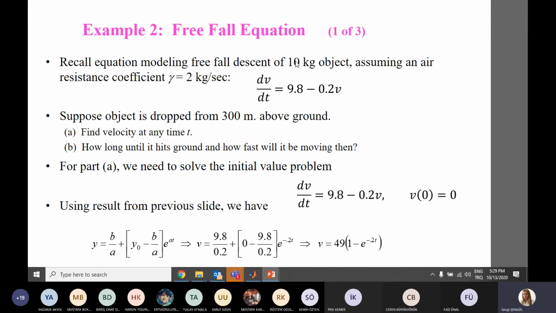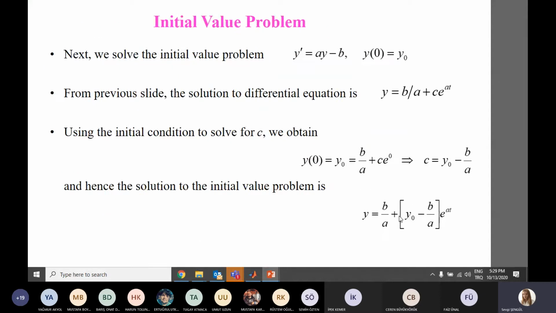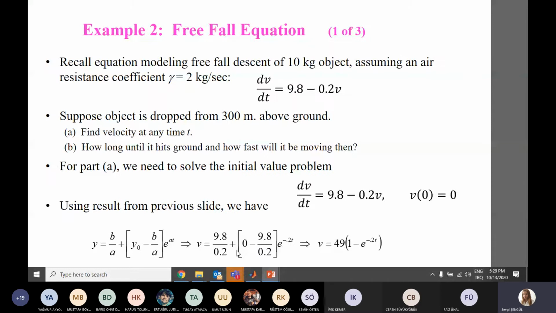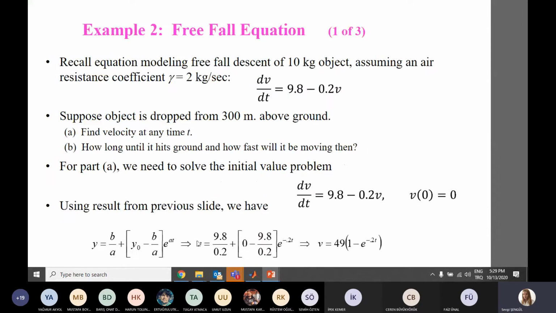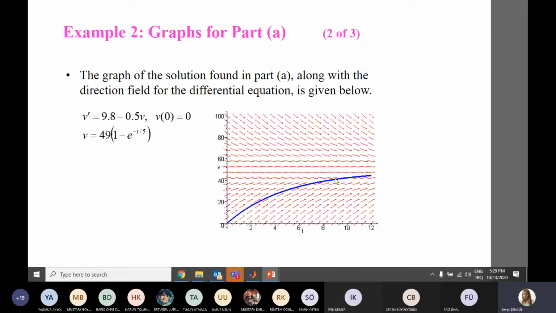And this is the free fall equation. In this one, let's just use the general form of the solution, and this is going to be the solution when the initial velocity is 0. At 0 it is 0. Okay, and this is going to be the solution of your differential equation. B is this constant, A is the coefficient. You just plug in here and you can find the general solution, your velocity.